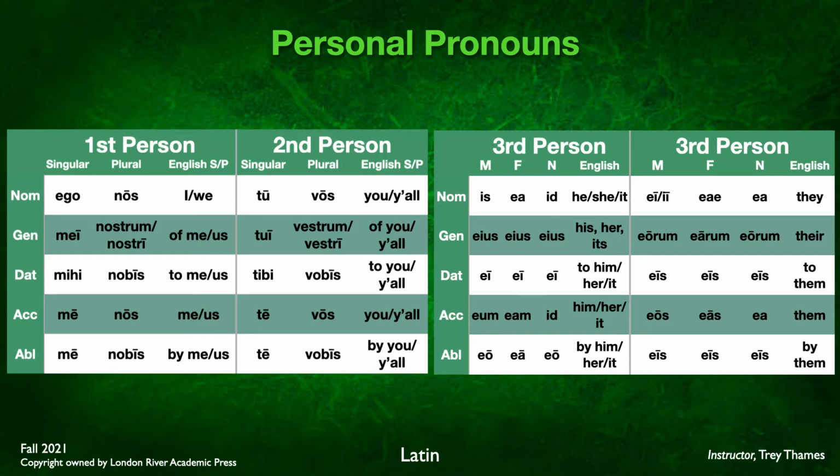And then, of course, all the endings for plural, ei, eorum, eis, eos, eis, and the feminine, eae, earum, eis, eas, eis, and the neuter, ea, eorum, eis, ea, eis. So this is the third person personal pronouns.